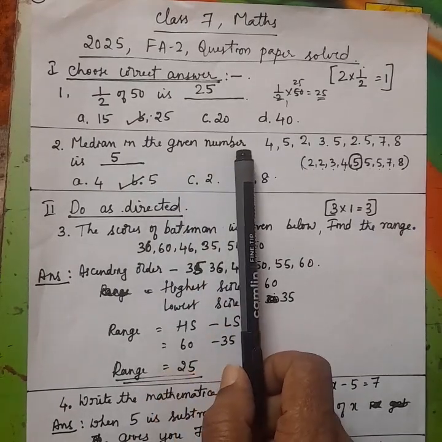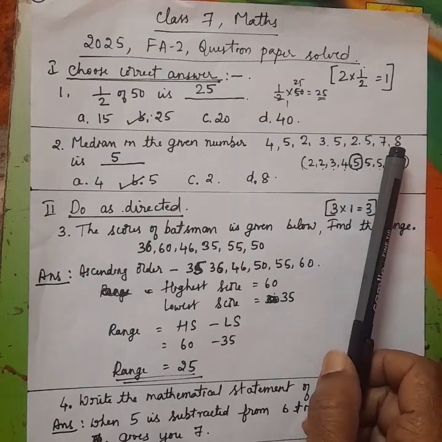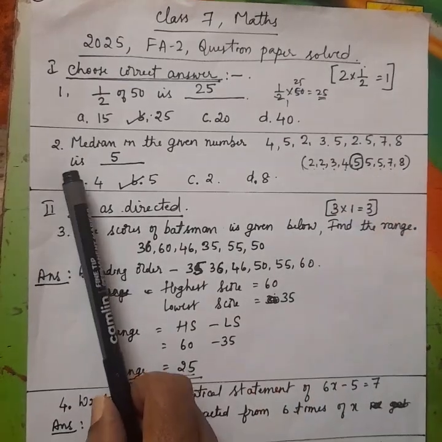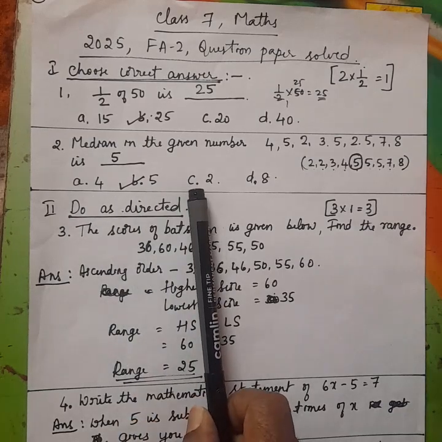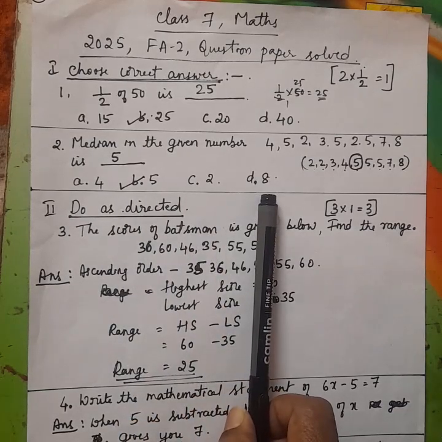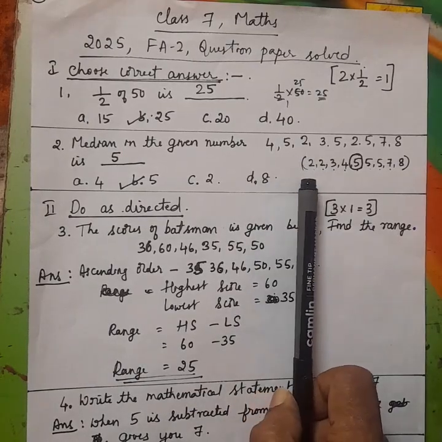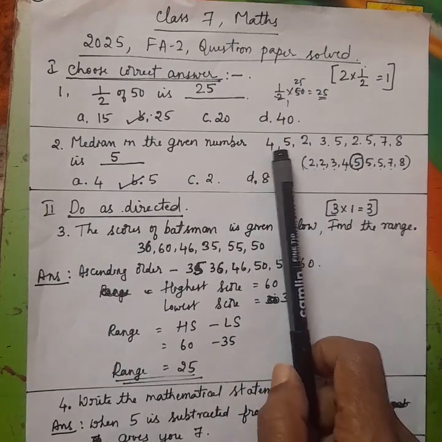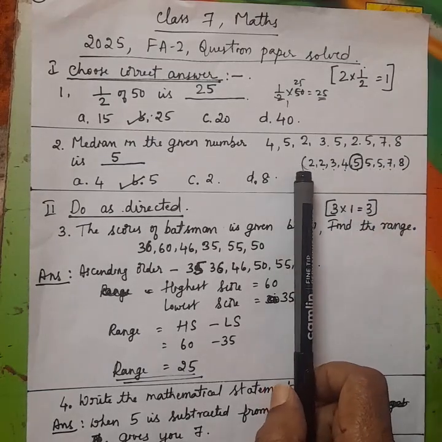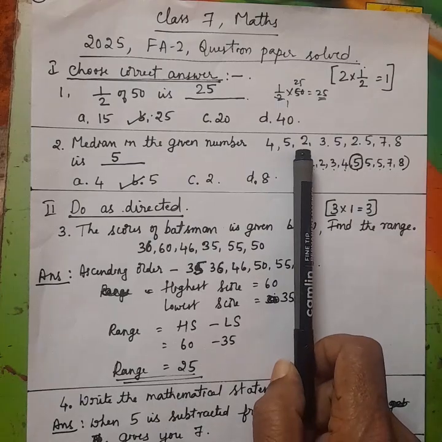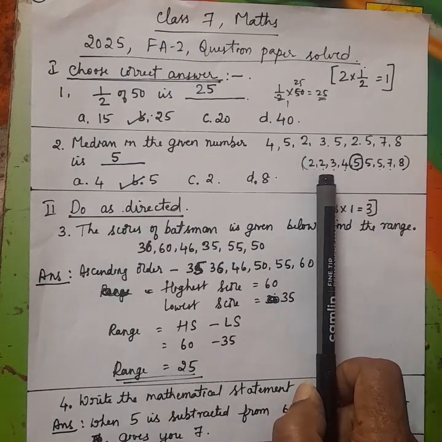Median in the given numbers 4, 5, 2, 3, 5, 2, 5, 7, 8. We have to find the median. The options are A 4, B 5, C 2, D 8. Before solving, you have to arrange these numbers in ascending order. First take the least number. Number 2 is there, another 2 is also there, so there are 2 times 2.